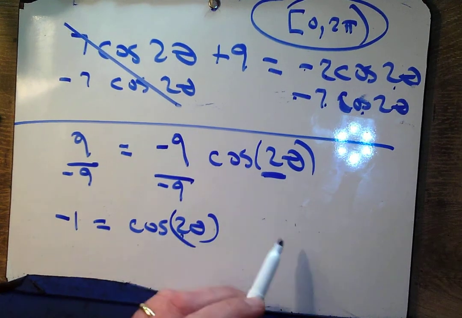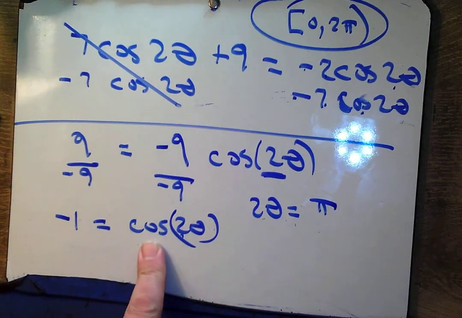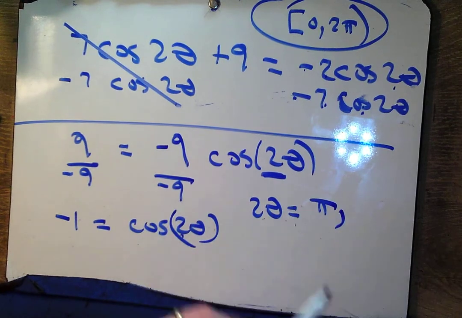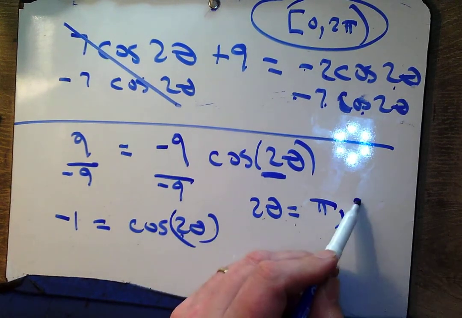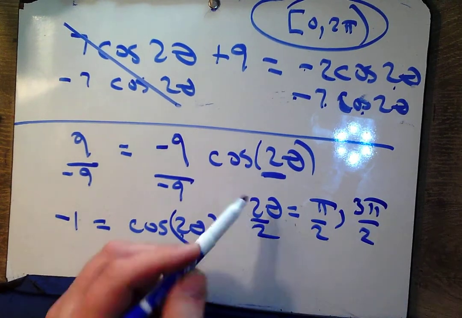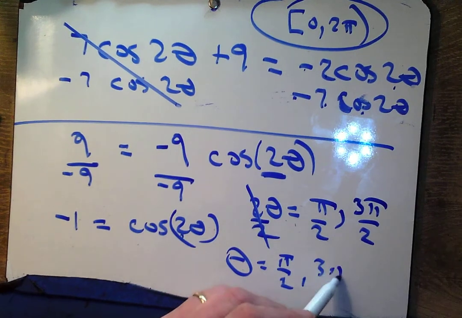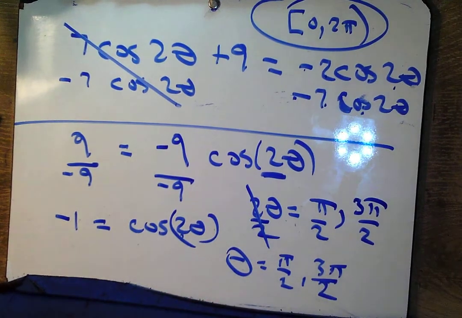Okay, first time I go around, I get pi. Cosine, the x value is equal to negative 1, only at pi. So then I add 2 pi to that, and now I've got 3 pi. Don't forget to divide everywhere by that b value. So theta equals pi over 2, and 3 pi over 2. Any questions about that?